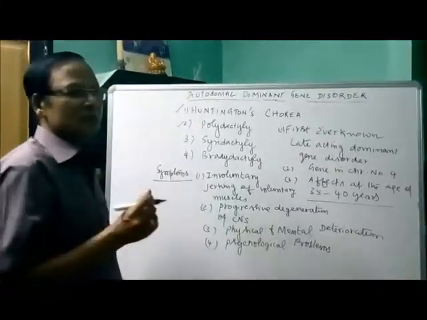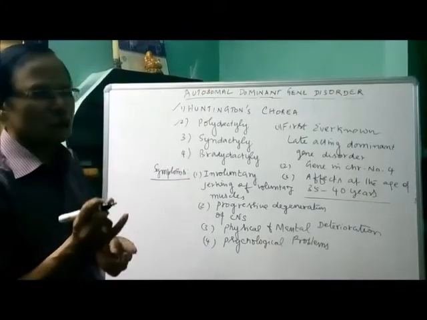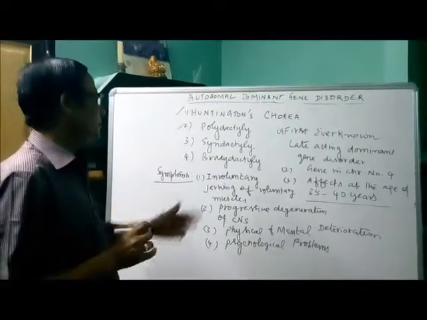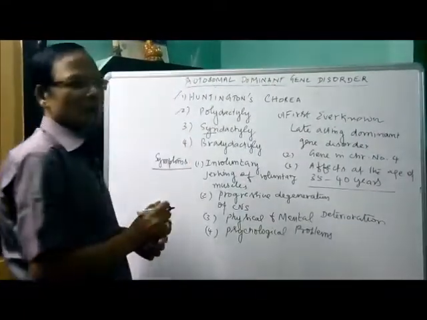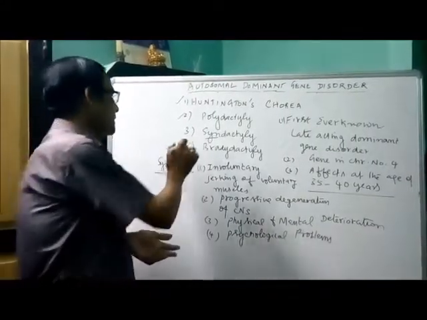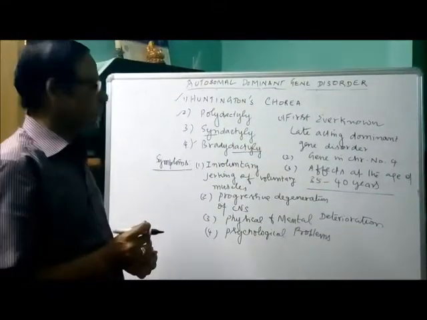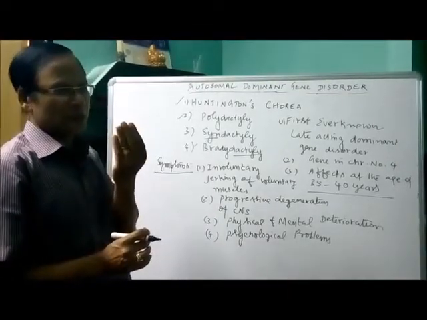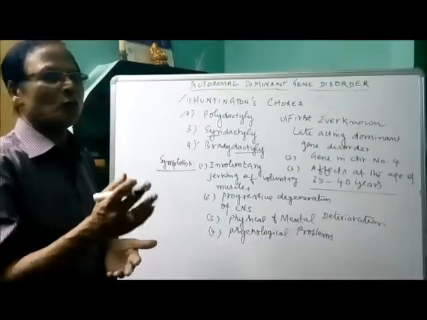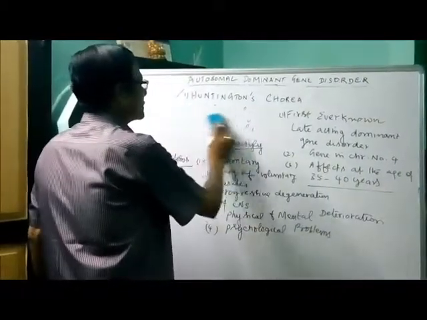Polydactyly is the presence of an extra digit. Some persons have a sixth toe or a sixth finger. That's called polydactyly. It's a condition, not a disease. Syndactyly: syn means union, the fusion of two digits. That is called syndactyly. Brachydactyly: dactyly means arrangement of digits, and brachydactyly is the presence of short digits. These are examples of autosomal dominant disorders. But we have only one disorder given in your book, Huntington's chorea.